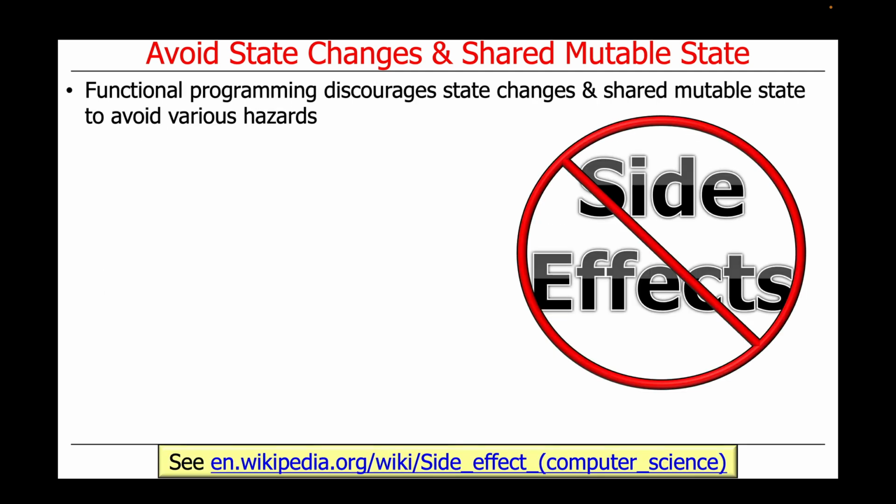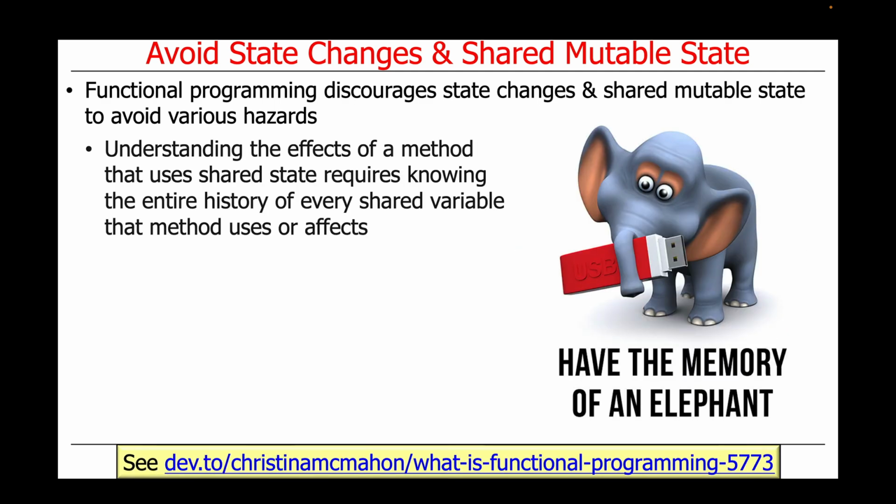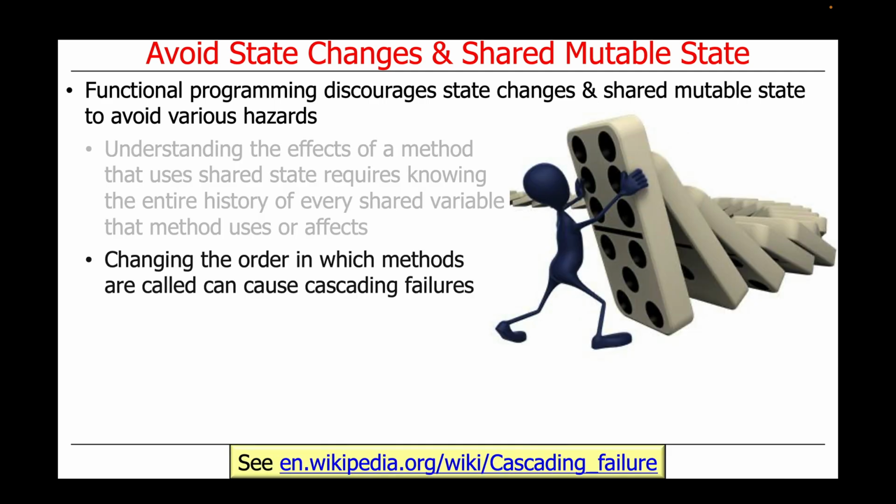Functional programming discourages state changes and shared mutable state to avoid various types of hazards. One of the hazards of using shared mutable state is that understanding the effects of a method that uses shared state requires knowing the entire history of every shared variable that method uses or affects, which can quickly become tedious and error-prone in a complex program. Another hazard is that changing the order in which methods are called can cause cascading failures, because you have dependencies on ordering, which is also very tedious and error-prone to detect and to remedy.